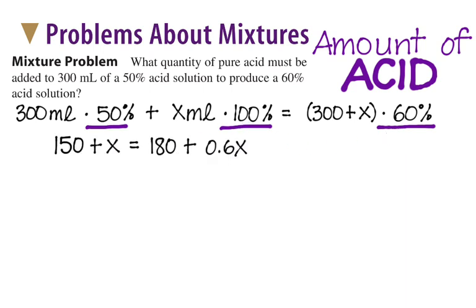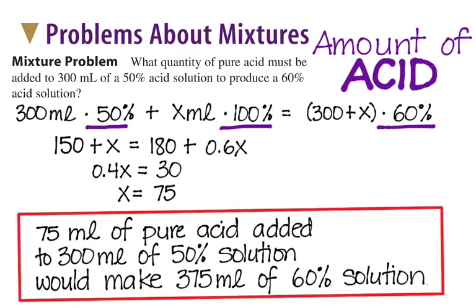our equation. We get all of our x's on the left, and we have our constants on the right. We just isolate our variable. We divide by our coefficient, and we say, oh, the amount of 100% acid needs to be 75 milliliters. Now we need to write that in a sentence, and so we need 75 milliliters of pure acid to add to 300 milliliters of 50% solution, and then we'll have a total of 375 milliliters of 60% solution.